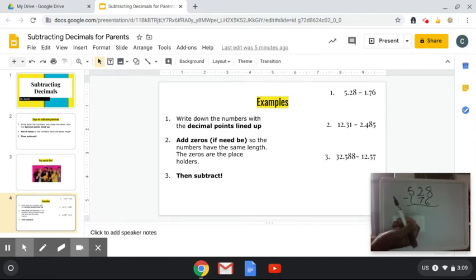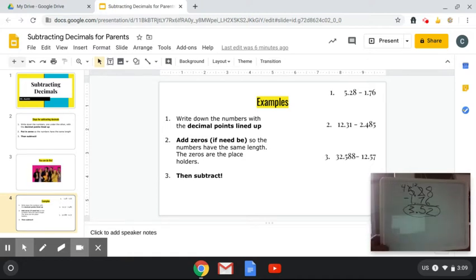And then step three is we're going to subtract. So 8 minus 6 is 2. 2 minus 7, can't do it because there's more on the top than on the bottom. So if there's more on the floor, you go next door. Go to my 5, that becomes a 4. My 2 changes to a 12. Now I can do 12 minus 7, which is 5. Bring my decimal point down because I have my decimal there and my decimal there. So that's where I want my decimal to go. 4 minus 1, 3.